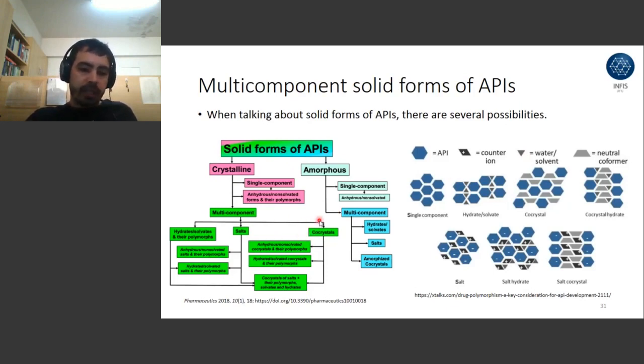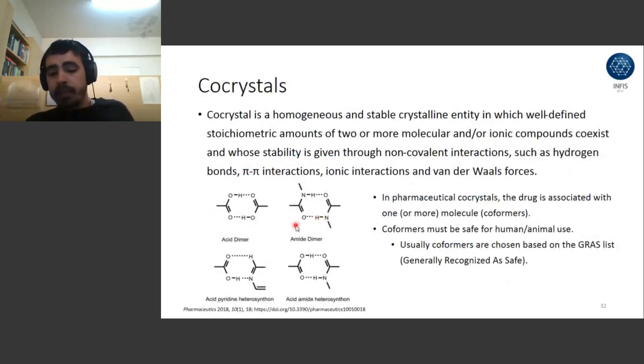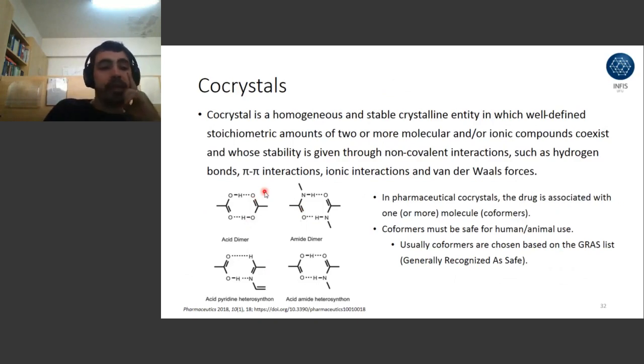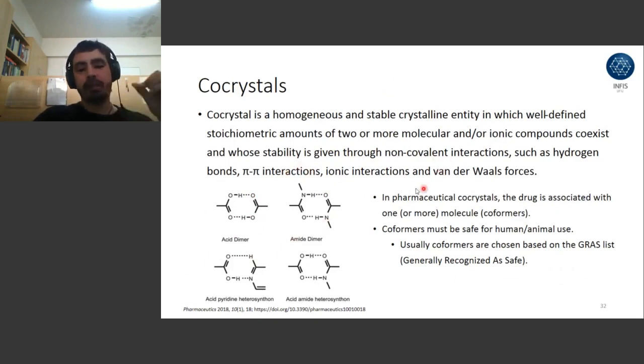There are different kinds of co-crystals, but in any case, the co-crystal is formed due to non-covalent interactions. Co-crystals are defined as homogeneous and stable crystalline entities in which the stability is given by non-covalent interactions, like hydrogen bonds and pi-pi interactions. In the case of pharmaceutical co-crystals, the API is associated with some other molecule that is safe for human or animal use. Usually we look for these co-formers in the generally recognized as safe list.